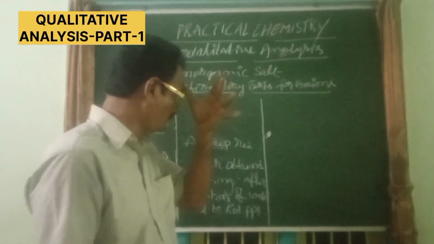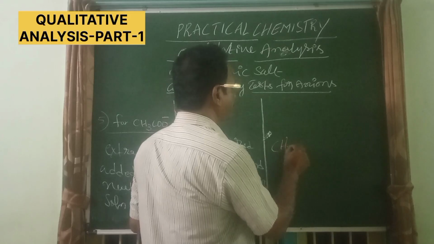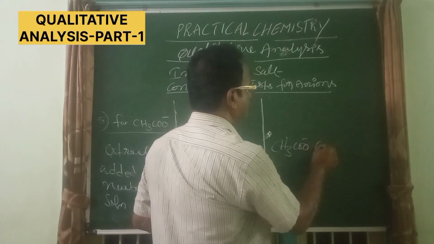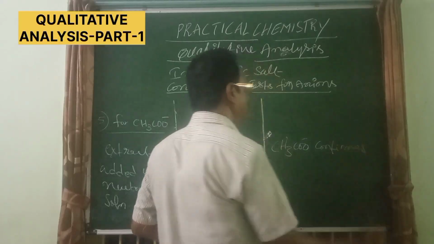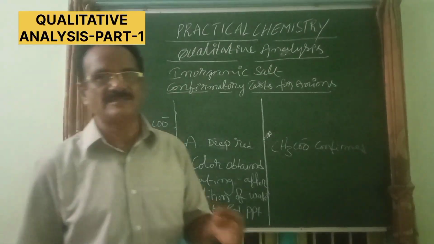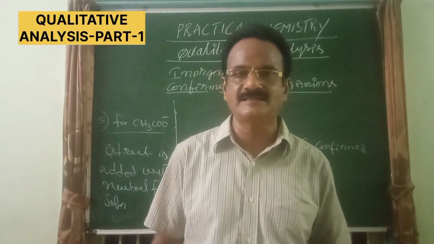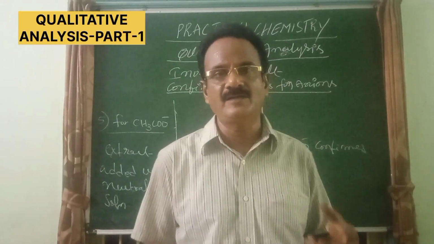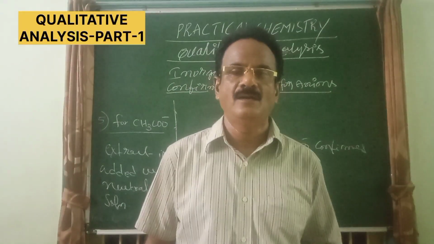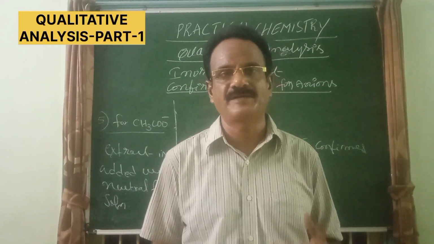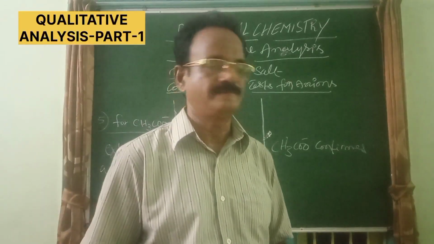Okay, so then acetate is confirmed. Here the option goes to the analyst. If there are 2 or 3 or more confirmatory tests, based on the availability of chemicals in the laboratory, he can choose which test is to be used as the confirmatory test for such a particular ion.